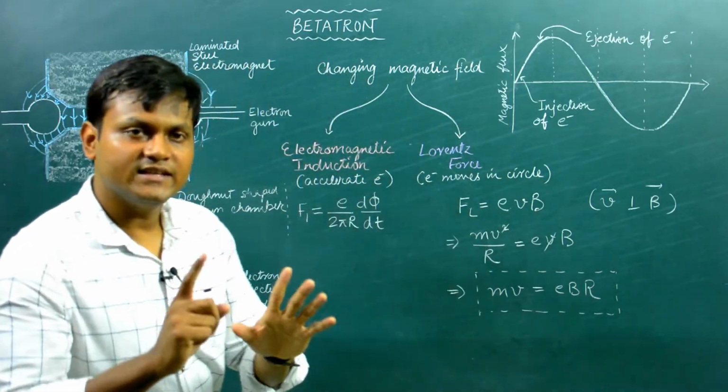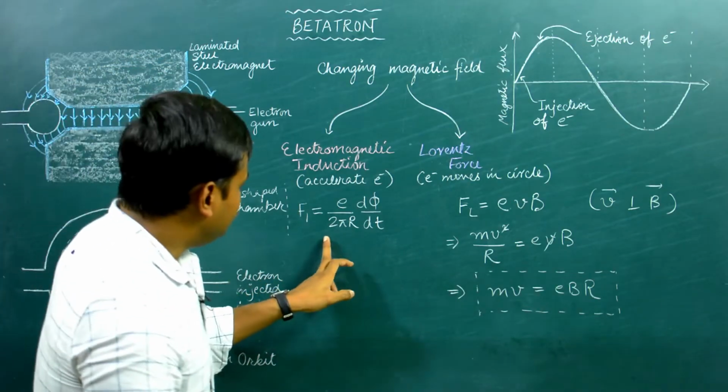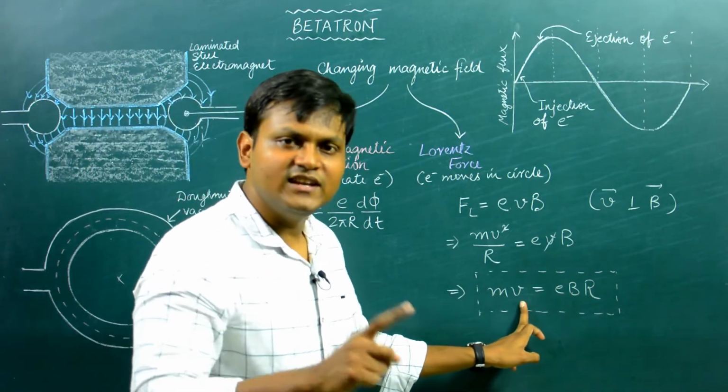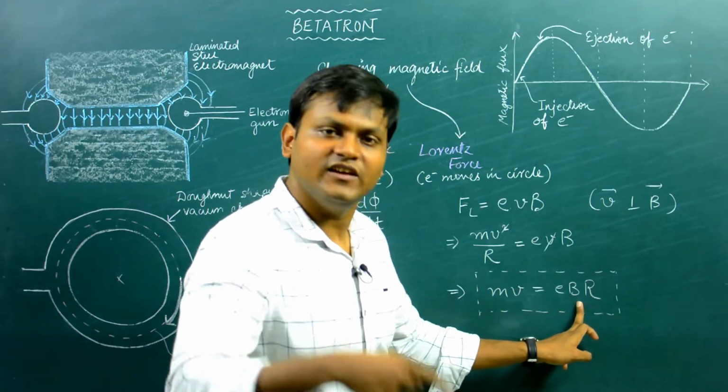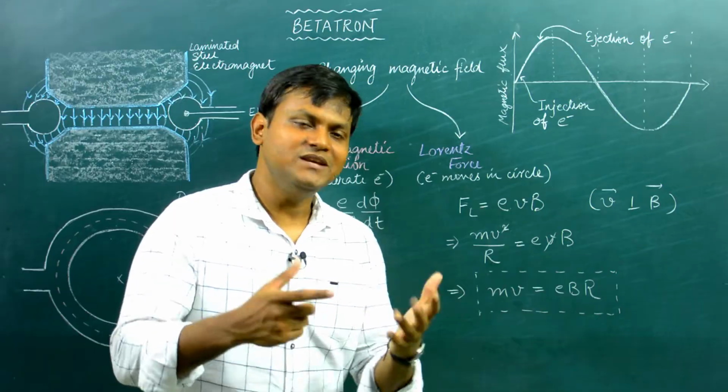This is in a sense the crux of the Betatron: because of this force, the velocity will increase at the same rate that the magnetic field is increasing, so that the radius remains constant. This is in essence the Betatron condition.